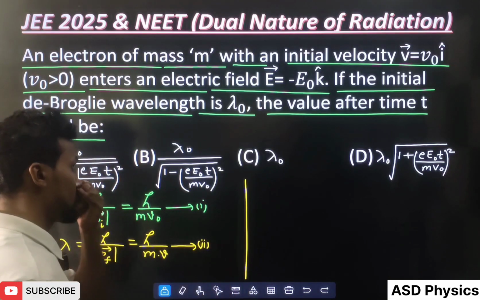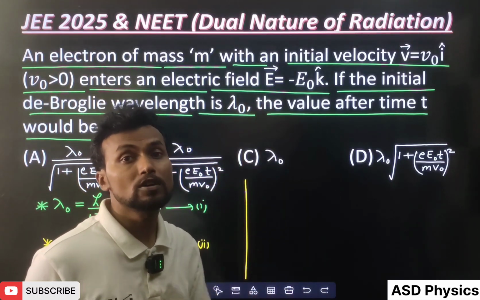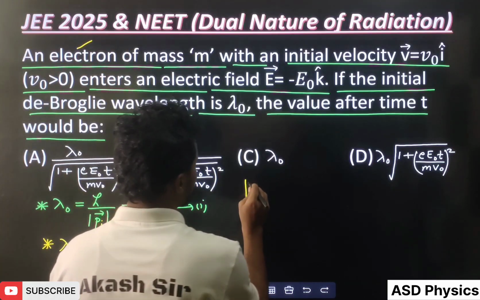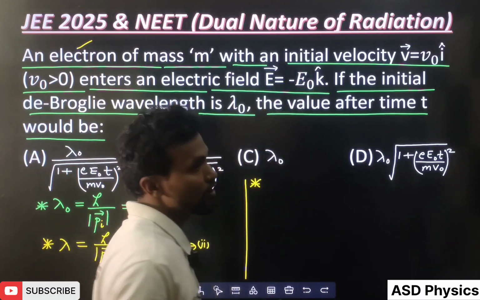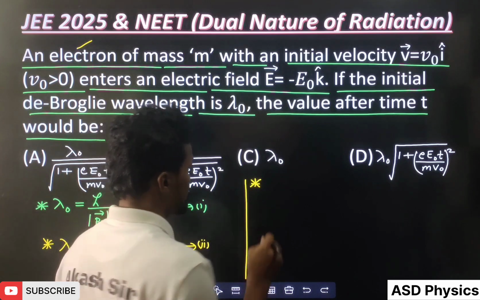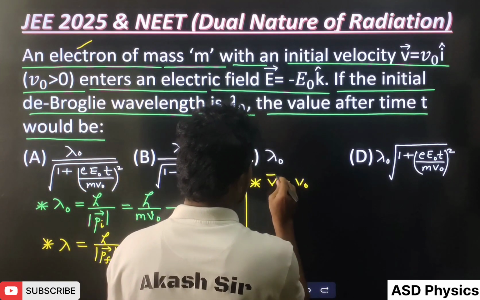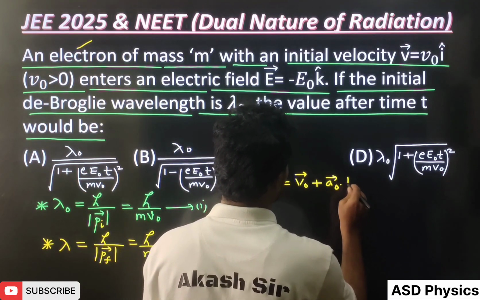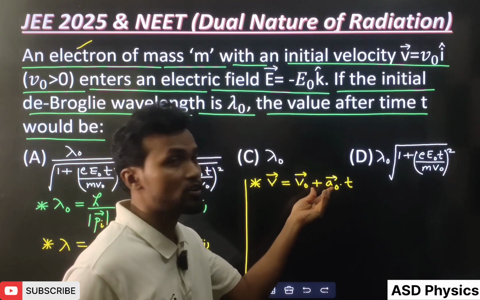Now, if some electric field is there, what will happen? The electron will accelerate also, yes or no? Because the electric field is constant, the acceleration will also be constant, so we can apply the equation of motion. You know very well, I will write vector v equal to vector v naught plus vector a naught into t. V naught is the initial velocity, v is the final velocity.